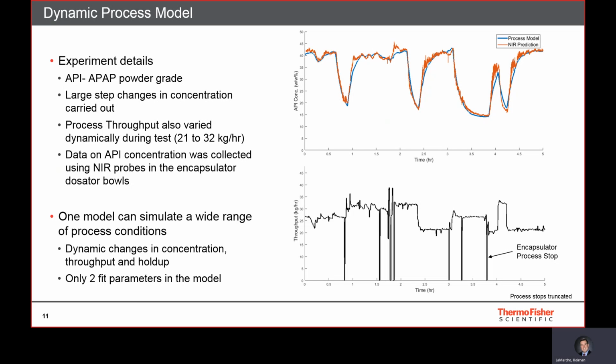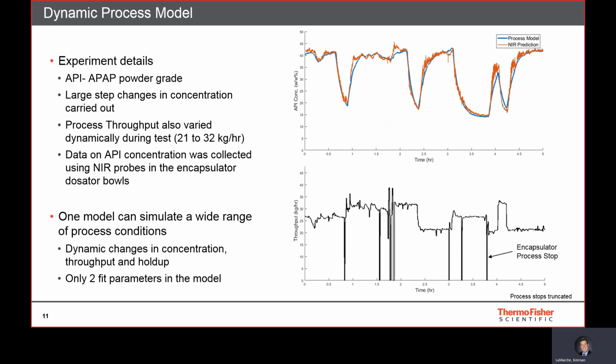As you can see, the model adequately represented the concentration as determined by the NIR probe. This is despite large concentration shifts and therefore density shifts in the blend, as well as sudden changes in throughput. In the throughput process data, you can see process interruptions, which occurred when the encapsulator was forced to stop due to capsule handling issues. Despite these process stops, the model was able to perform accurately.